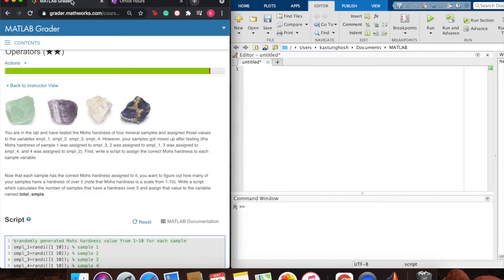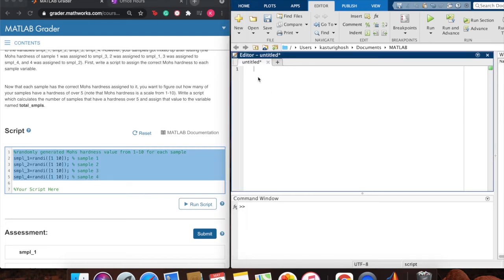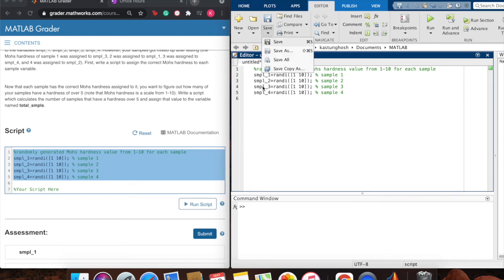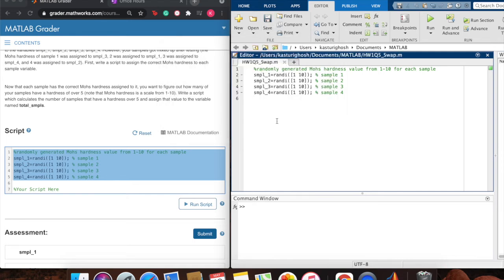Okay, so you're in the lab and have tested the Mohs hardness of 4 mineral samples and assigned those values to the variables sample1, sample2, sample3, and sample4. So what I'm going to do is copy this script and paste it in my editor. Oh, before that, I should save my file. So I'm going to save, and I'm going to write homework 1, question 5, and I'm going to say swap. Save. All right. So now I have the snippet that has already been provided to me.